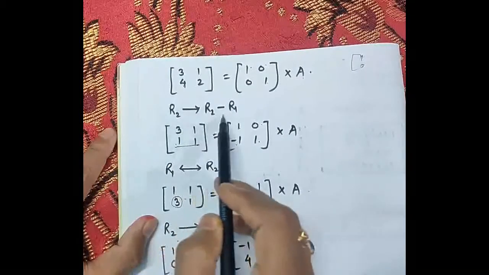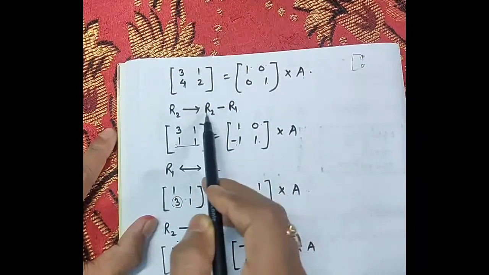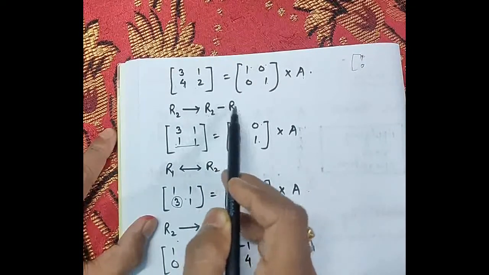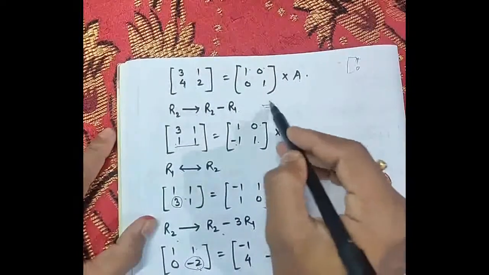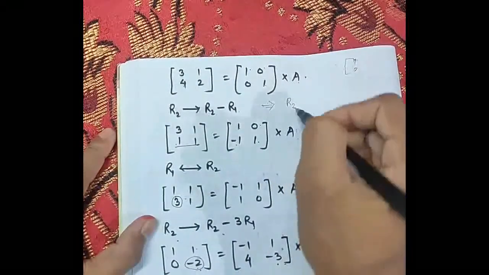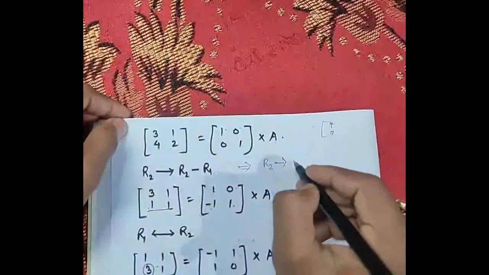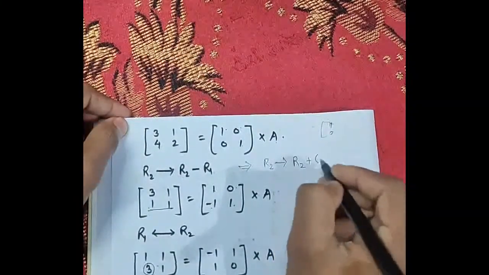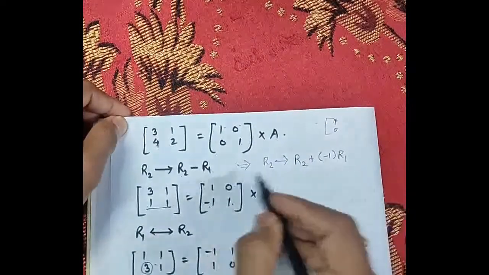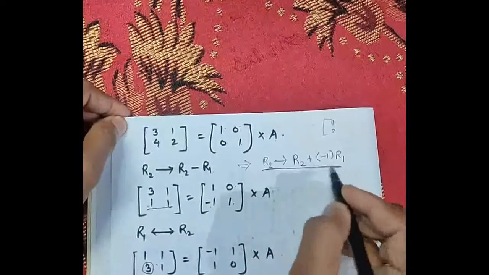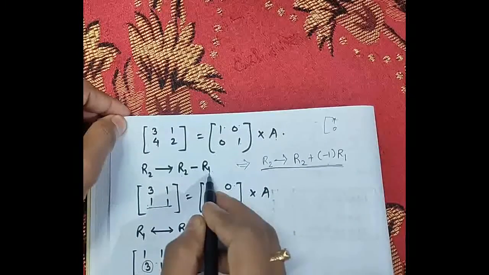Another process is like this. I am changing R2. How am I changing R2? R2 minus R1. That means R2 plus minus 1 into R1. Second operation, remember, this is the same as this. R2 we are changing by R2 plus minus 1 into R1. This is the same as R2 equals R2 minus R1.